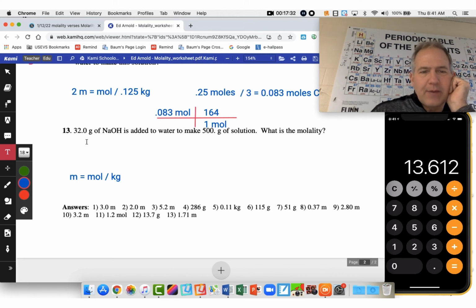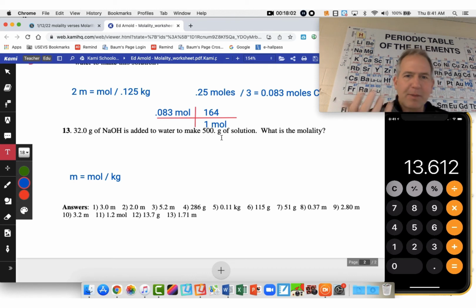All right, we have 32 grams of sodium hydroxide. And it's added to water to make 500 grams of solution. Now, this is not legit. Okay, this is not legit because look at this. It makes 500 grams of solution. All right. Well, I shouldn't say it's not legit. It's a trick. Because it's not by the solution mass. It's by the water's mass.